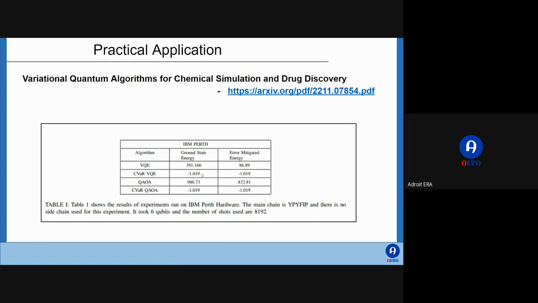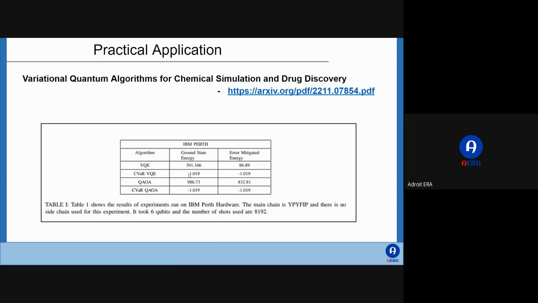And we took this as the standard, because this is the lowest value we got when we computed this particular chain on quantum computers and found the ground state energy. So we consider minus 1.019 as the ground state energy.